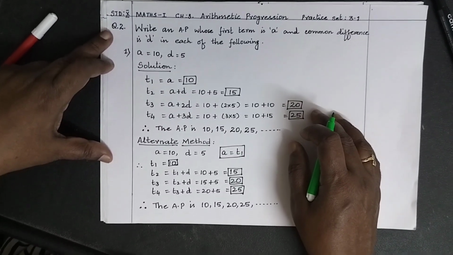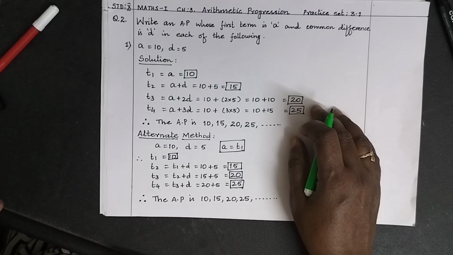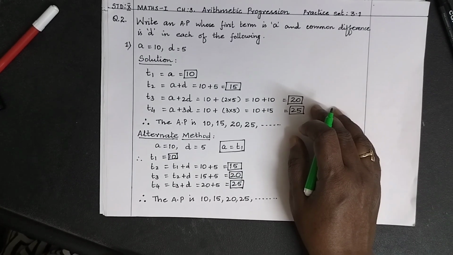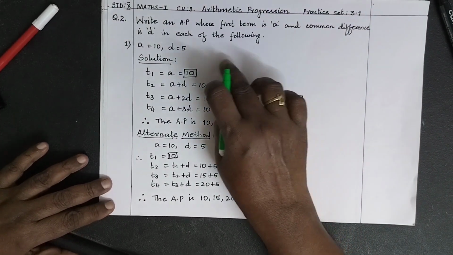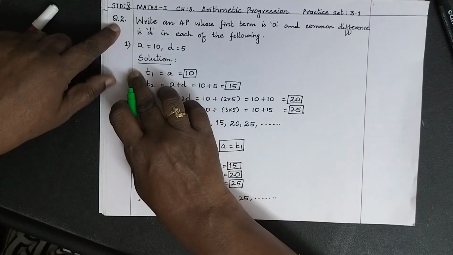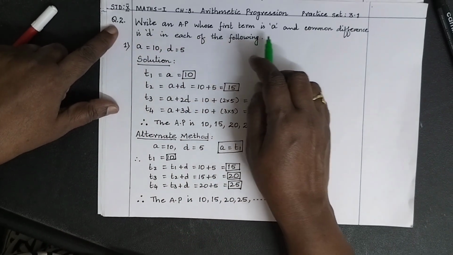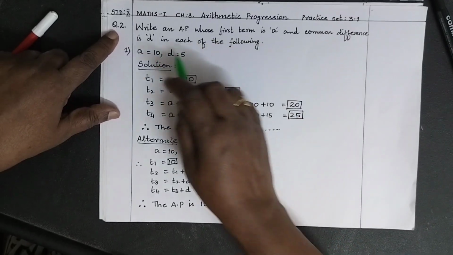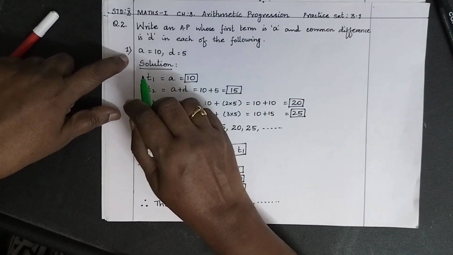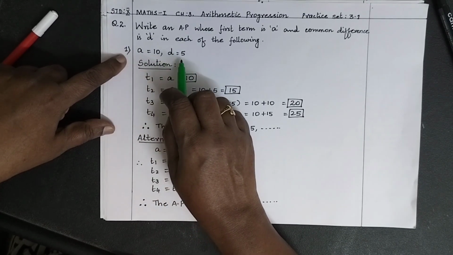Welcome, dear students. In the previous classes, I have given the introduction of arithmetic progression and solved some sums. Now, in this class, we are going to solve some more sums. Question number 2. Write an AP whose first term is A and common difference is D in each of the following sums. Now, first sum is A is 10, D is 5.